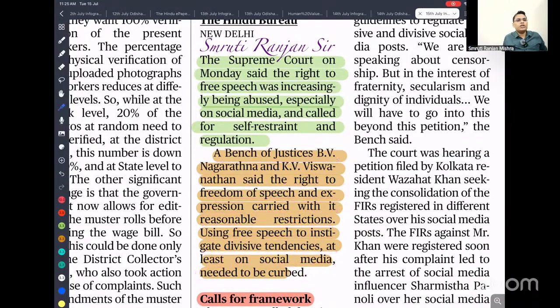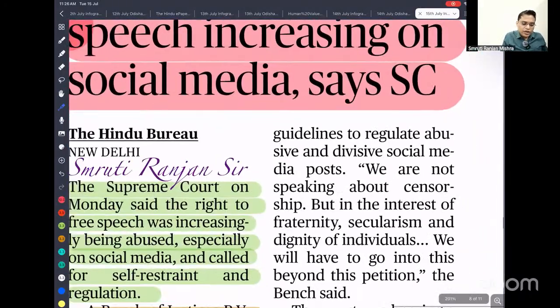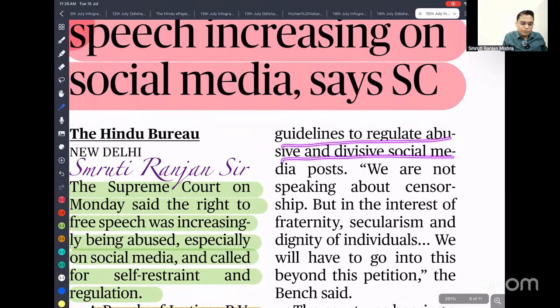What happened? People use social media to promote communal hatred, to promote caste hatred, to promote racism, to promote violence, to tarnish the image of others. So that is what needs to be prevented. So it called for a framework, and is mulling framing guidelines to regulate abusive, divisive social media posts.